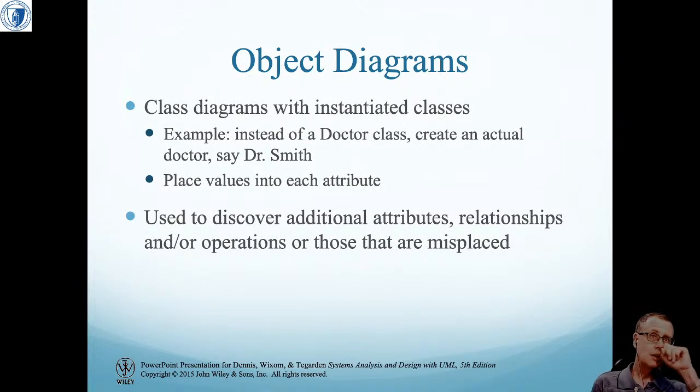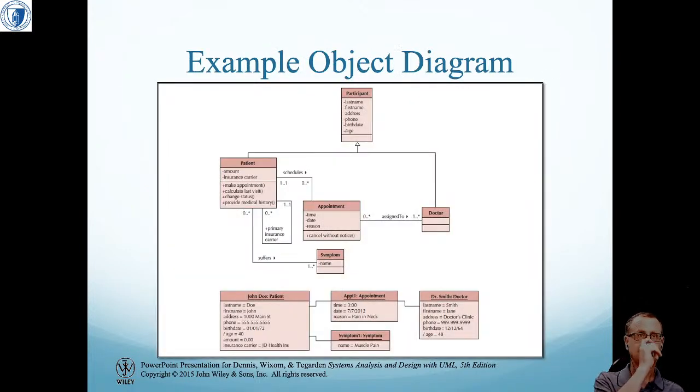Okay, object diagrams. Objects are instantiated classes, right? So now we've created the class and we've filled in some of its attributes. Here's an example of an object diagram. The top one is the class diagram, and the bottom 4 boxes show the object diagram with all of the fields filled in appropriately.